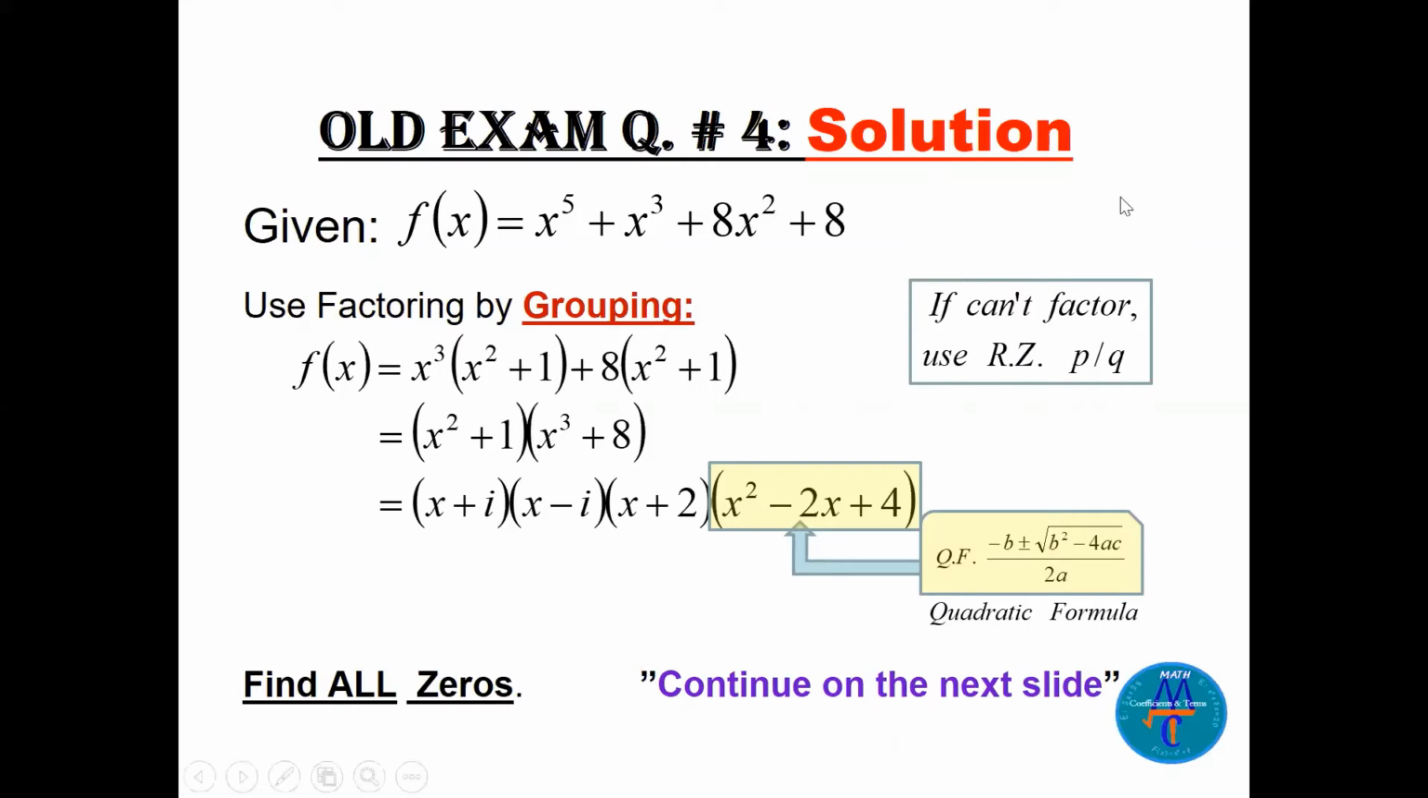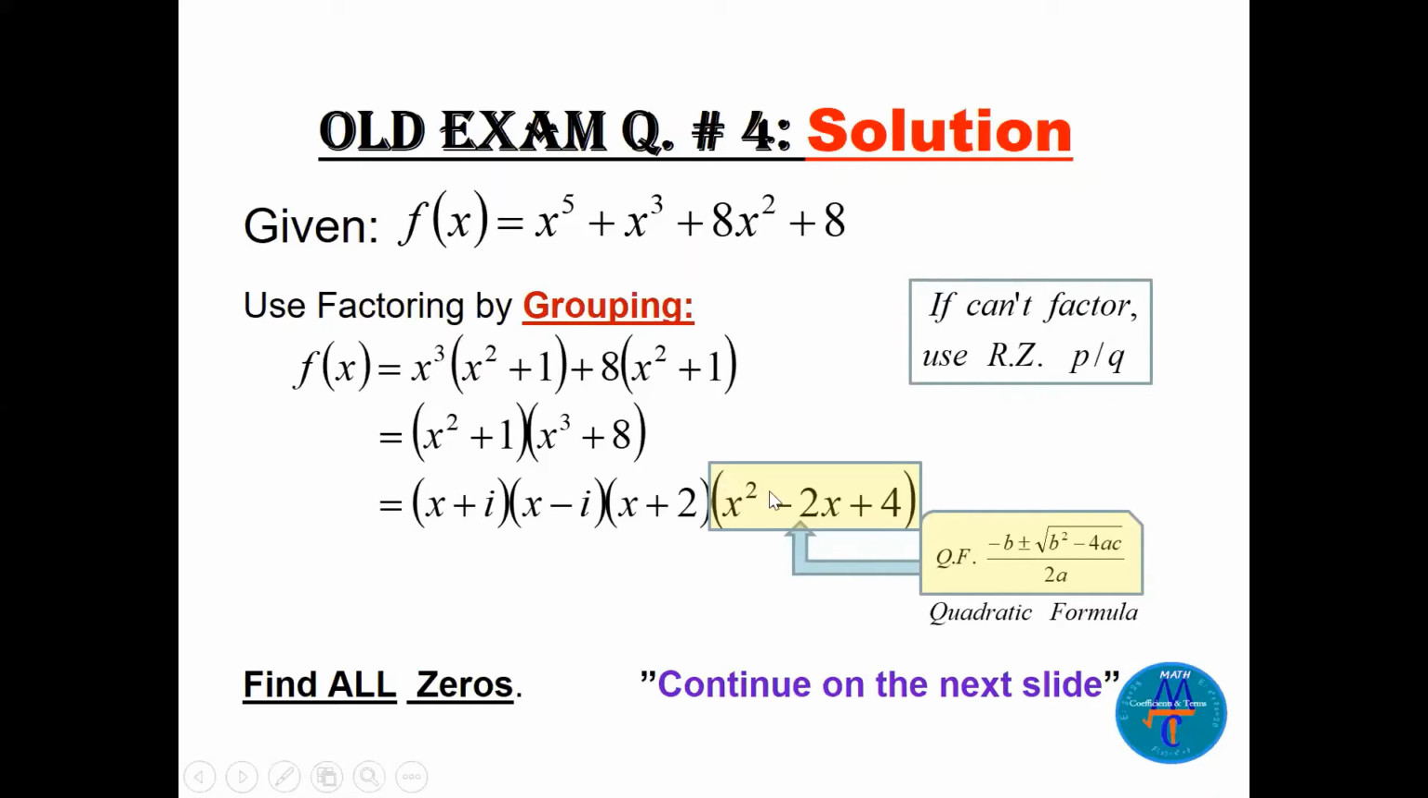Just use grouping. The first two terms, take x cubed out, so x squared plus 1. This one, take 8 out, so we have x squared plus 1 times x cubed plus 8. Now this one you can do as a sum of two cubes. Remember the sum of two cubes. So x squared plus 1 becomes (x plus i)(x minus i), and this one becomes x plus 2.